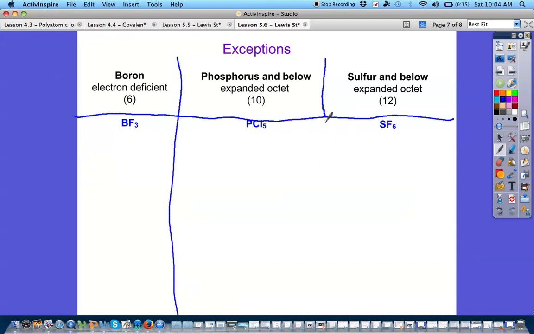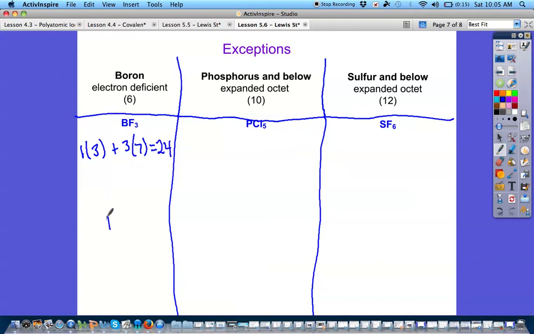So we're going to work these in much of the same way. We just need to keep the exceptions in mind as we're working these. So we have one boron. Boron has 3 valence electrons. We have 3 fluorine. Fluorine has 7 valence electrons. So this is 21 plus 3 is 24.